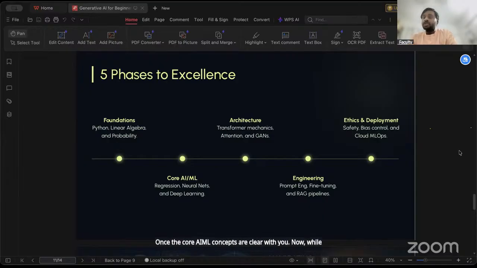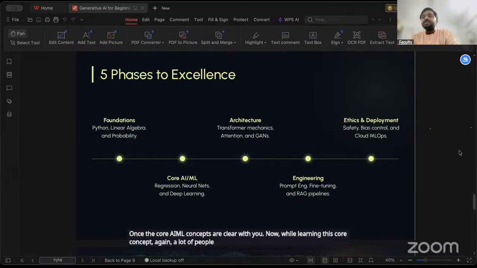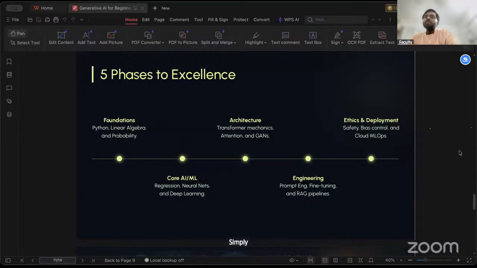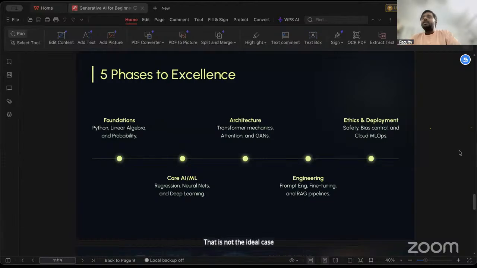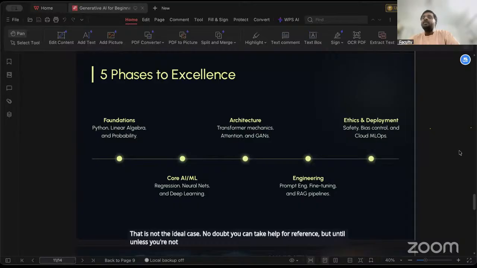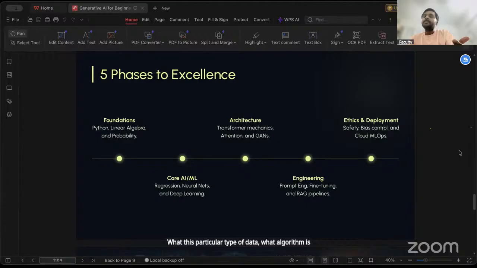Now, while learning these core concepts, a lot of people make one major mistake. They simply go to ChatGPT or any LLM, give a prompt, copy that code and paste it, and they feel like they are an ML engineer now, an ML developer now. That is not the ideal case. No doubt you can take help for reference, but unless you are clear for this particular type of data what algorithm is suitable, what algorithm is prominent, using it will become very difficult for you.